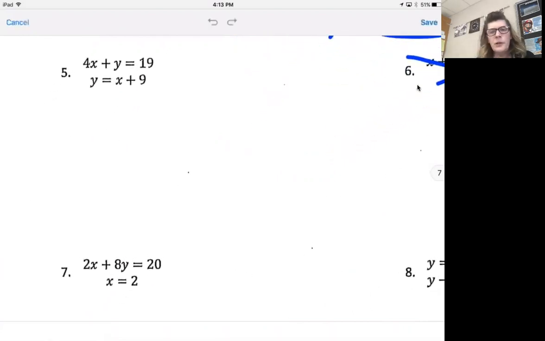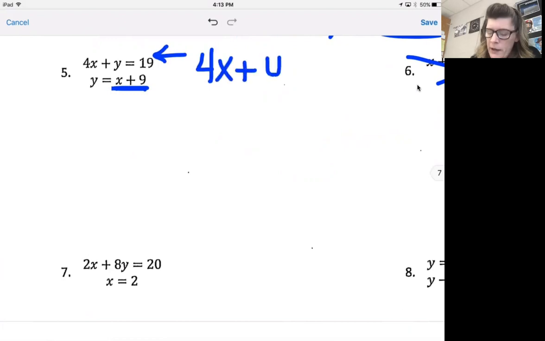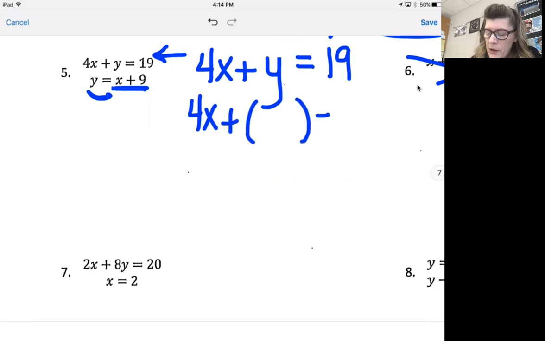This looks a little bit different because y is equal to x plus 9. So we need to replace the y up here. So we have 4x plus y equals 19, but because this is set equal, whenever you have it solved out for a variable, that's what you're going to substitute in. So we're going to take the y out right here, and we're going to replace it with x plus 9.